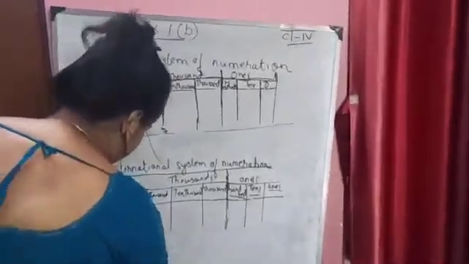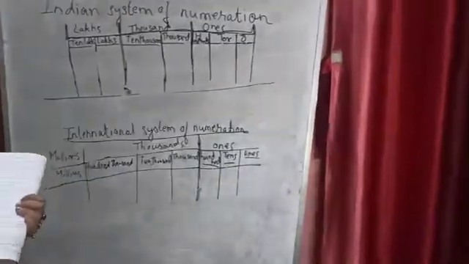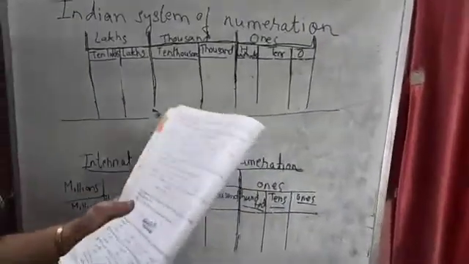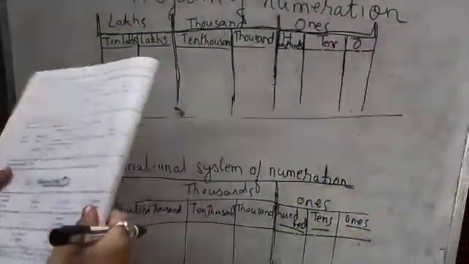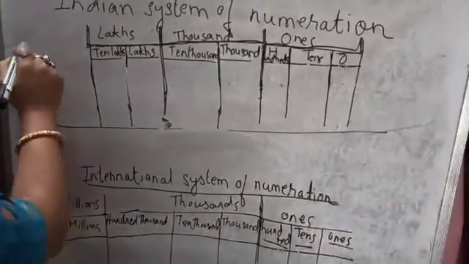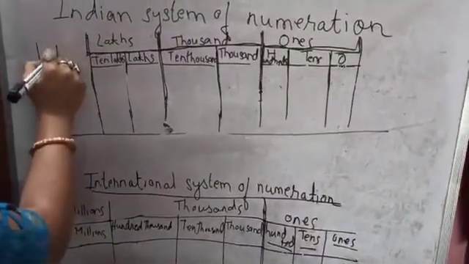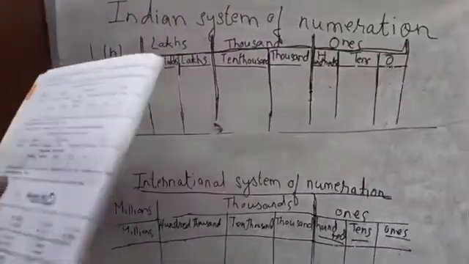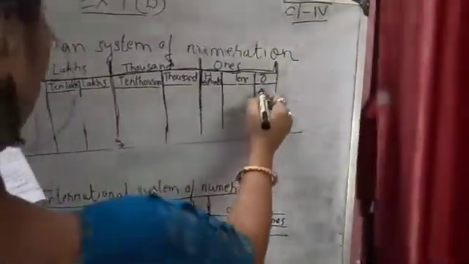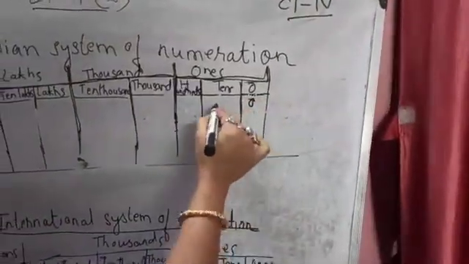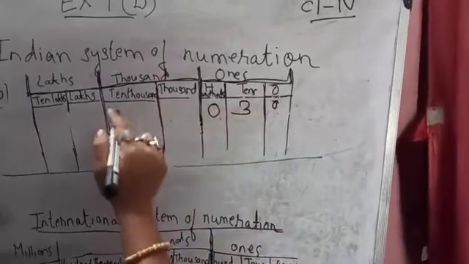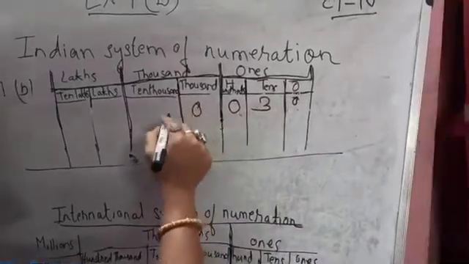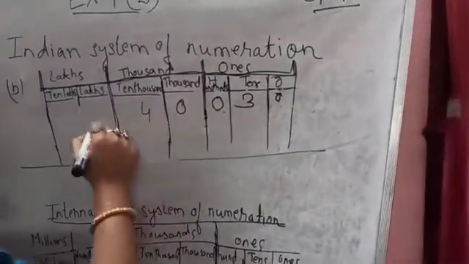So please pay attention, my dear children. I am taking the B sum, 1B. I want to go for this sum. It's given over here 0, then 3, then 0, then 0, then 4, then 5.